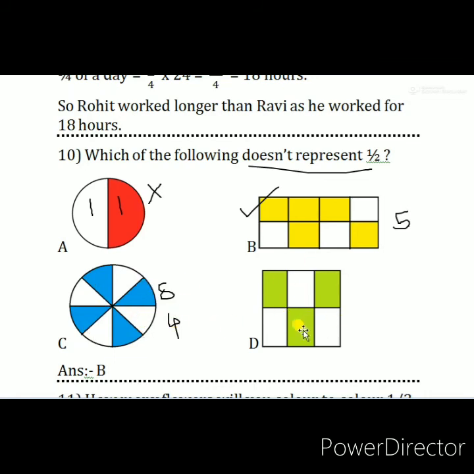Now see the option D. In option D, the shape is divided into 6 equal parts. Out of that, 3 parts are colored. Here also it is showing the equal half. So this option is also not our answer.